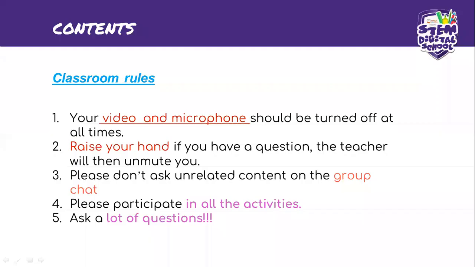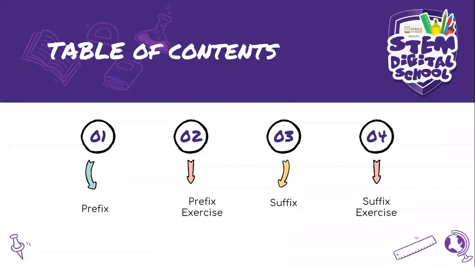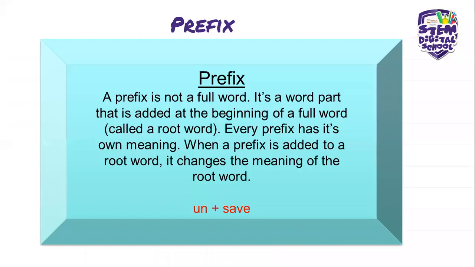So the classroom rules stay the same. So today we're going to do prefix and the suffix. So a prefix is basically, it's not a full word. It's a word part that is added at the beginning of a full word called the root word. Every prefix has its own meaning. When a prefix is added to the root word, it changes the meaning of a word.